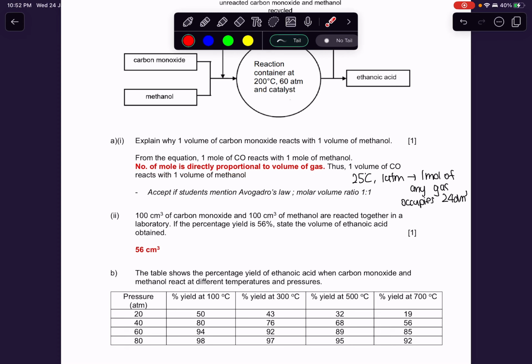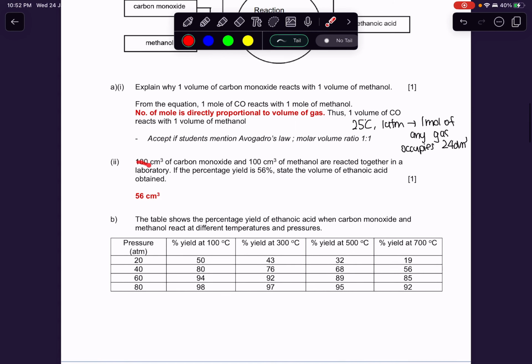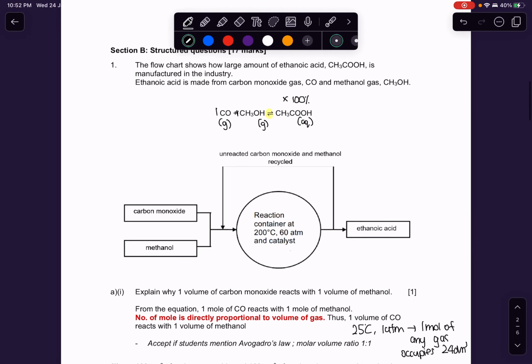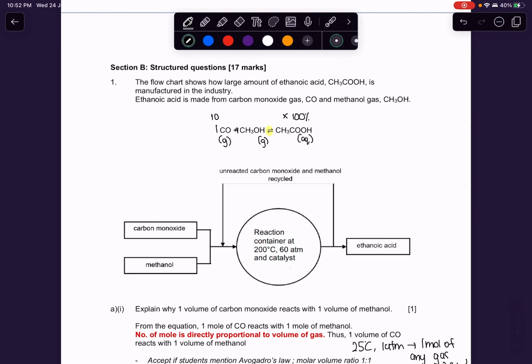Next, 100 cm cube of carbon monoxide and 100 cm cube of methanol are reacted together. If percentage yield is 56%, state the volume of ethanoic acid obtained. So you must go back to the reaction. If you have 100 cm cube plus 100 cm cube, how much do you form of ethanoic acid?